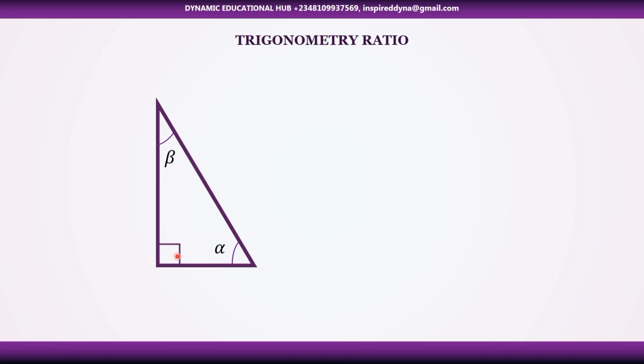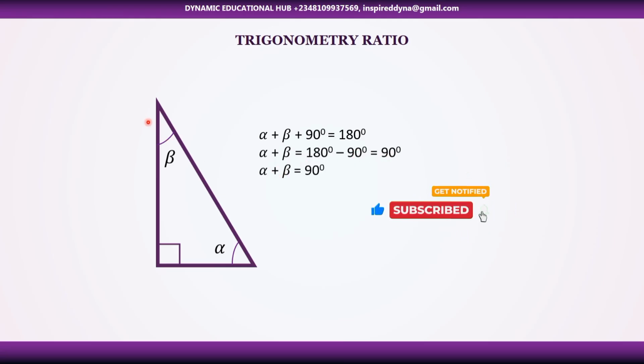Since a right angle triangle has one of its interior angles as 90 degrees, adding the sum of the other interior angles, you get a right angle, which is 90 degrees. So when you add alpha plus beta as shown plus 90 degrees, you get 180 degrees. Then alpha plus beta will give us 180 degrees minus 90 degrees, and that is 90 degrees. So the sum of the other interior angles will give you a right angle, which is 90 degrees. And alpha will give us 90 degrees minus beta, and beta is also 90 degrees minus alpha.